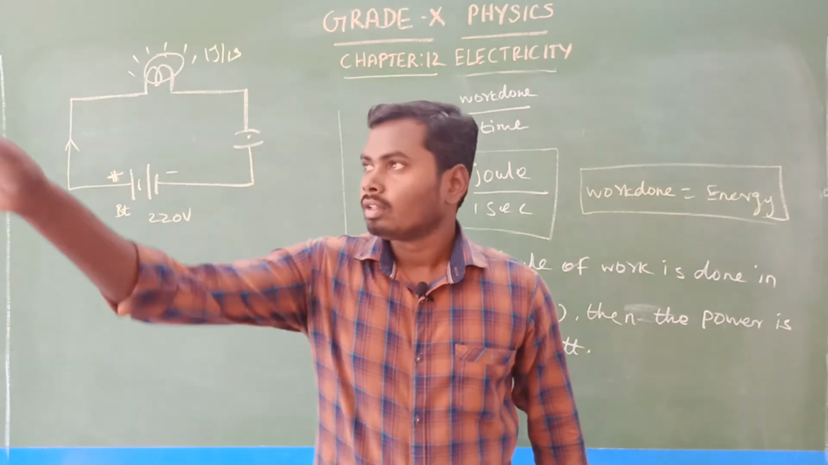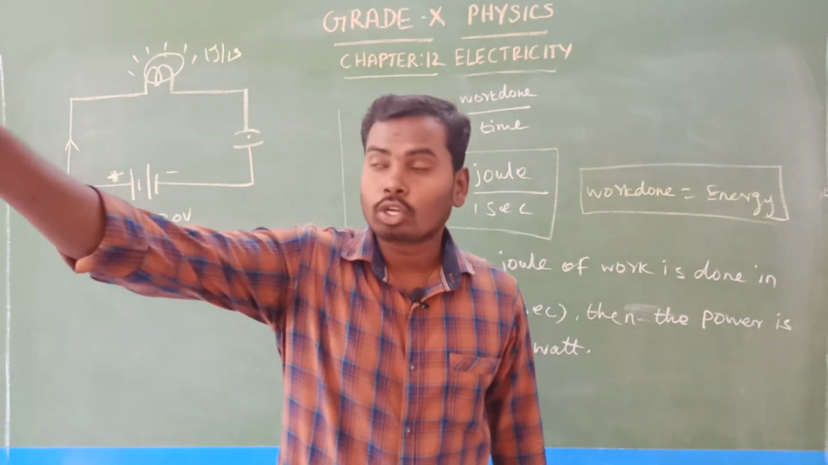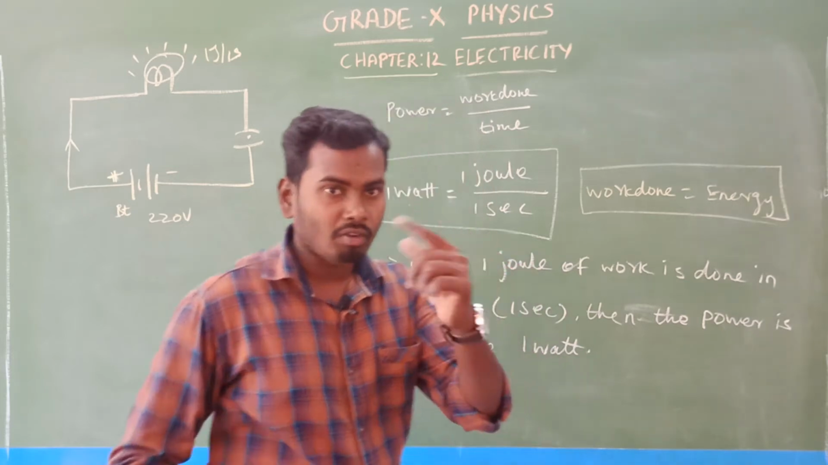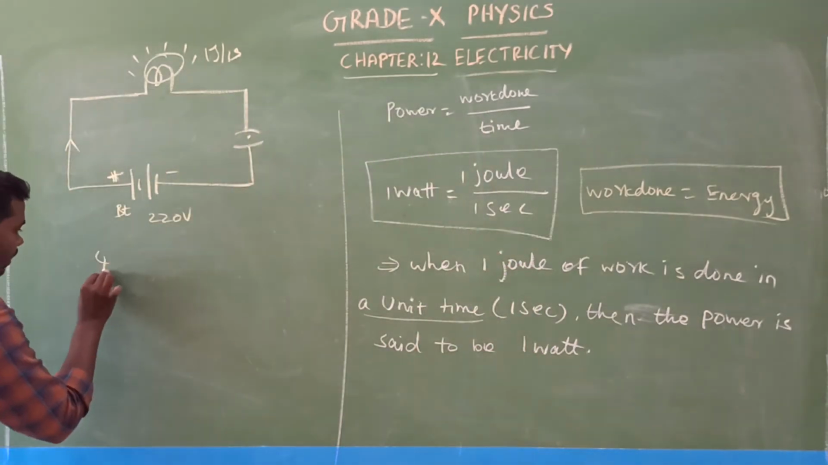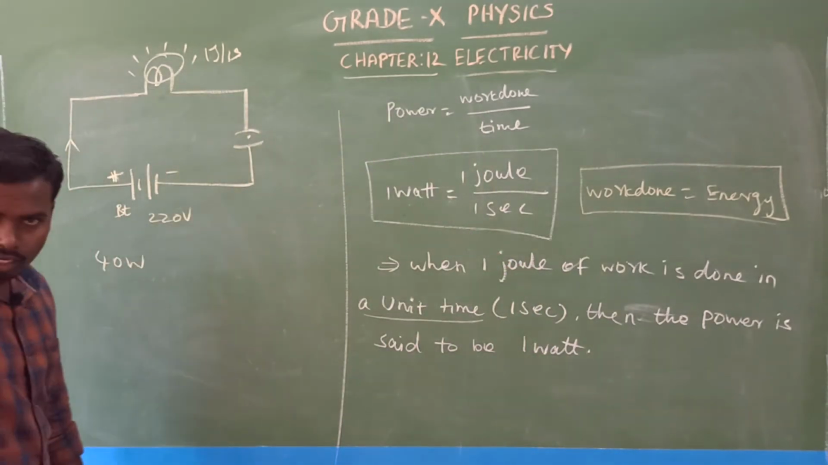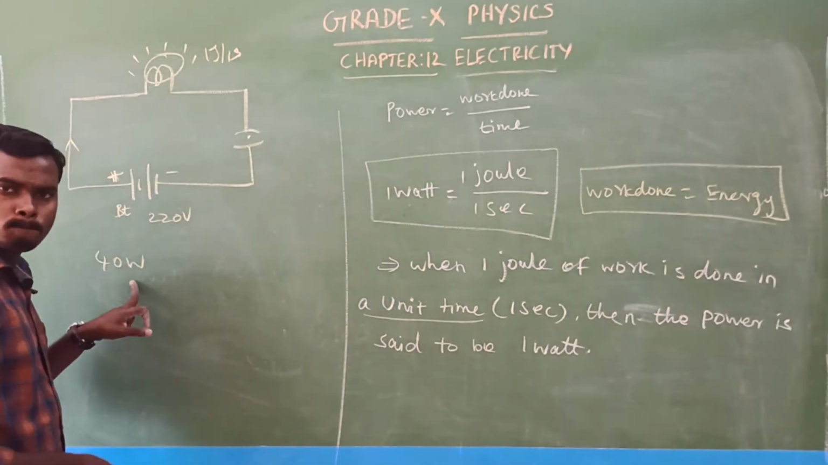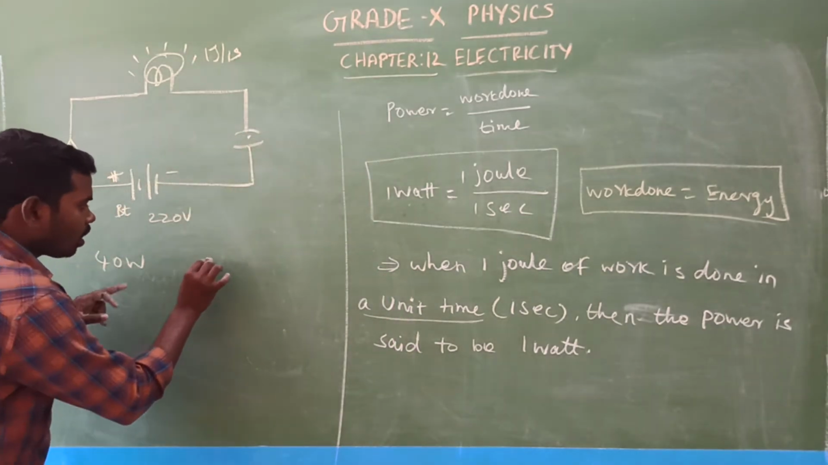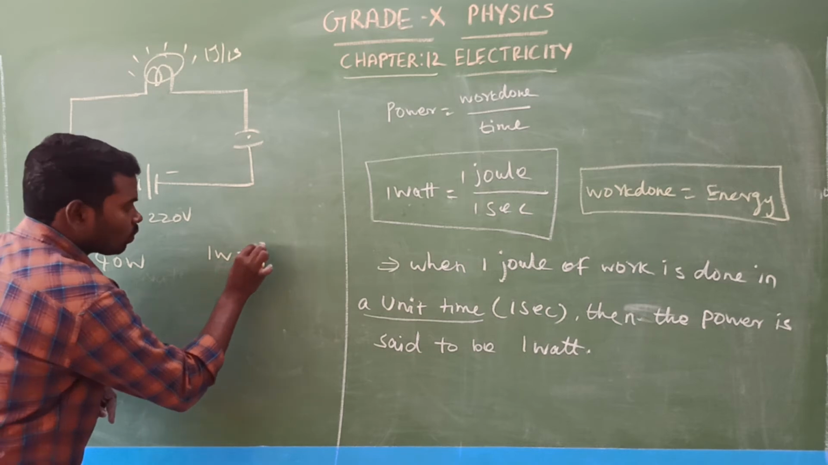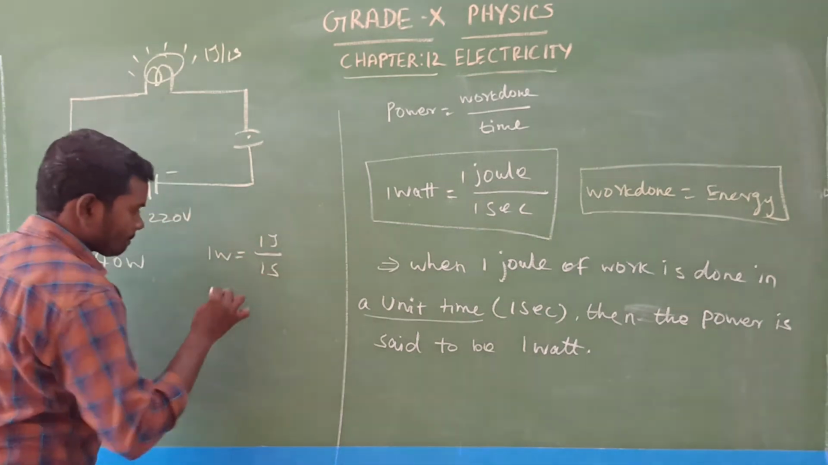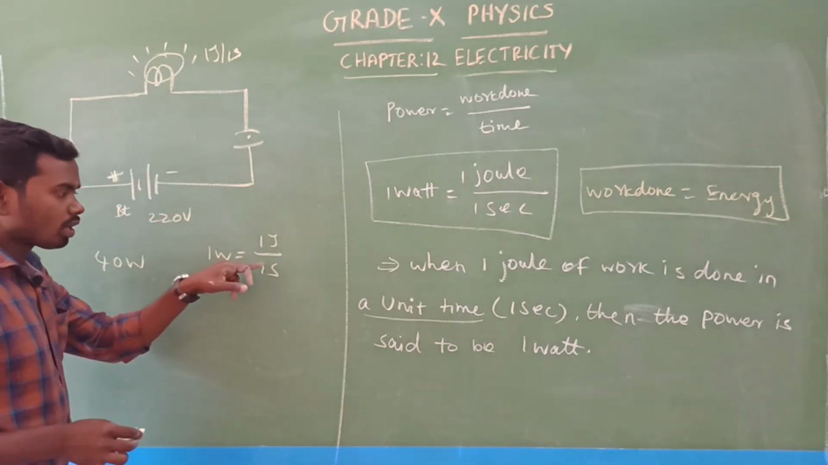For example, there is a tube light. That tube light's power rating is 40 watt. So what does that mean, sir? Look here. Already we know 1 watt is equal to 1 joule divided by 1 second.